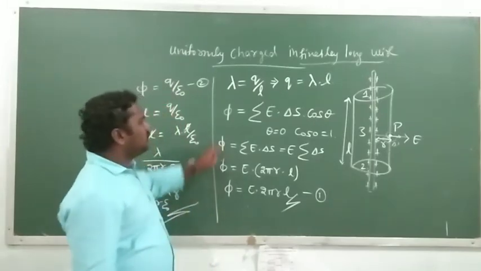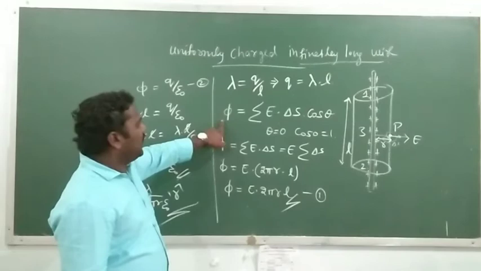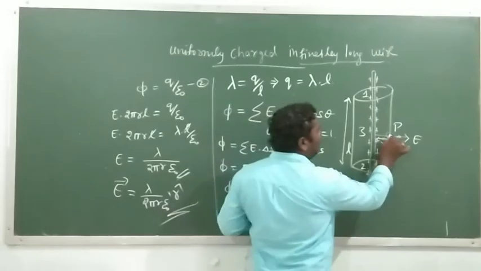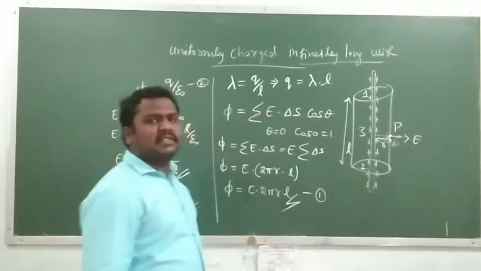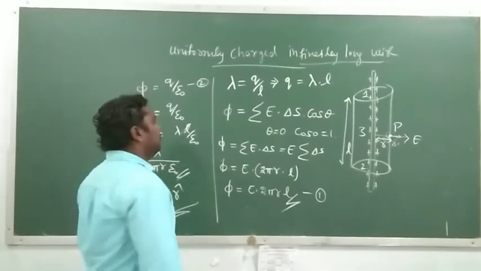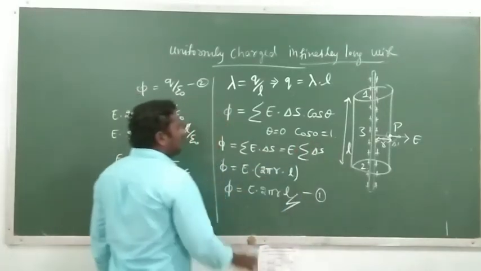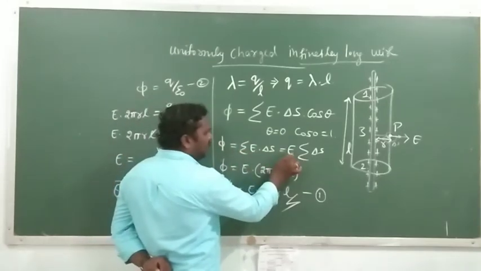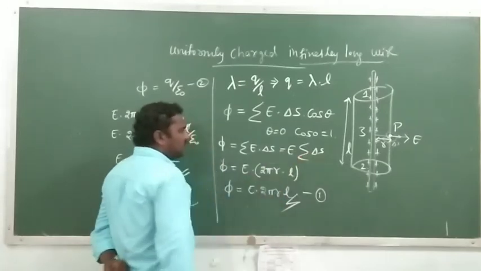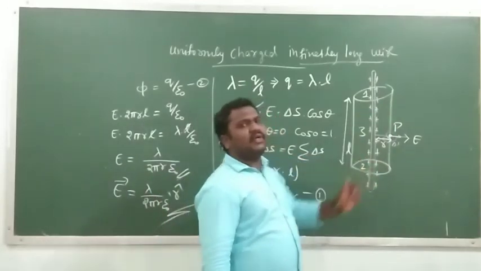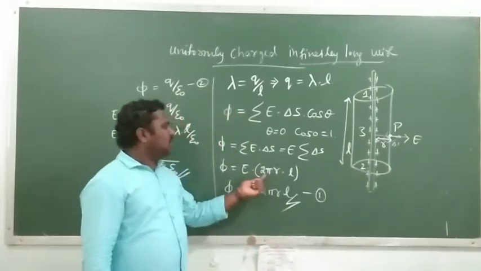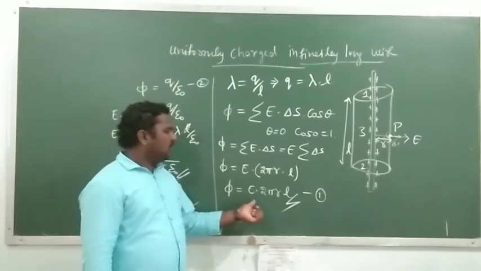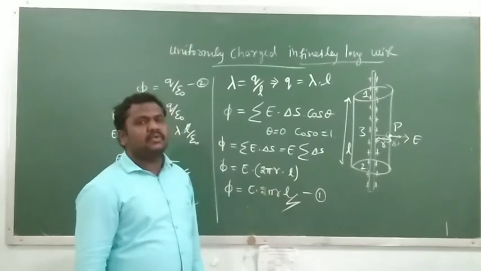Therefore, the total flux associated with the curved surface of the cylinder is phi is equal to the summation of E into delta S cos theta, where we are finding the electric field at point P, which is at a distance of r from the wire. Then theta is equal to 0, cos 0 is equal to 1. So we are left with phi is equal to the summation of E into delta S. So the electric field will be E, and summation of delta S. We have to find the total surface area of the cylinder, which is 2 pi r into L. So we got the total flux of the curved surface, phi is equal to E into 2 pi r L. So next we have to make use of the Gauss law.